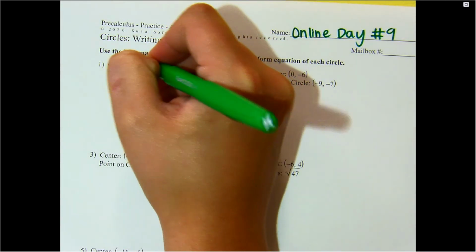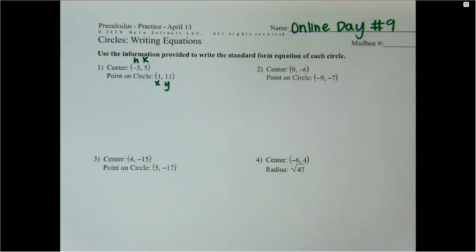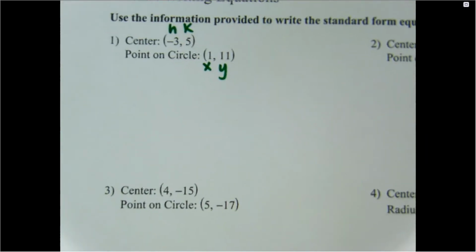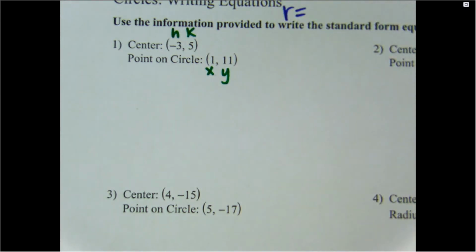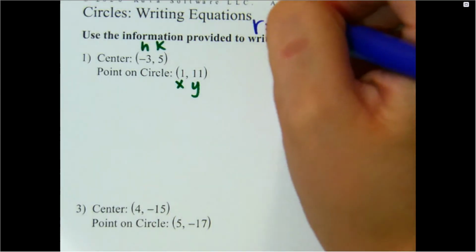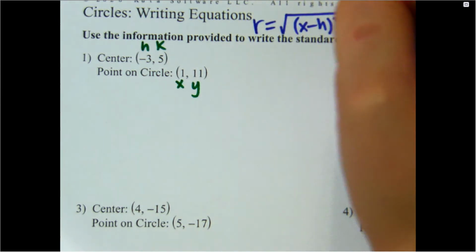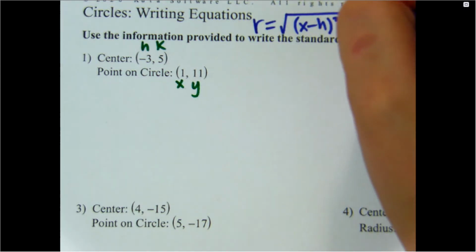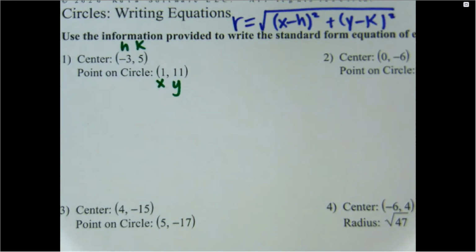So again, remember, this is your H and K, this is your X and Y. So you're just going to plug that into your formula to get the radius, which is R equals the square root of X minus H squared plus Y minus K squared. And you can type that into the calculator.